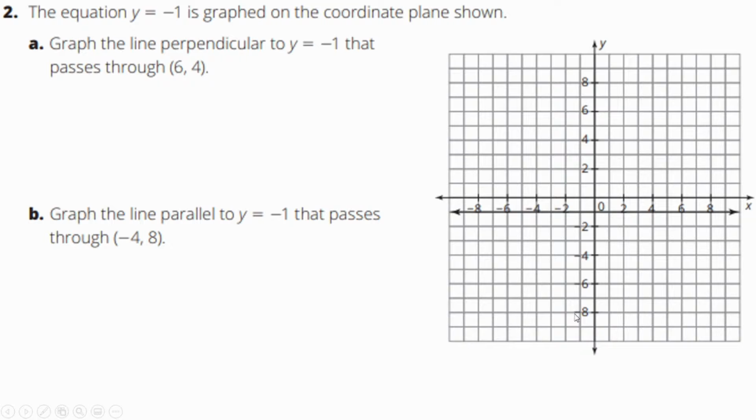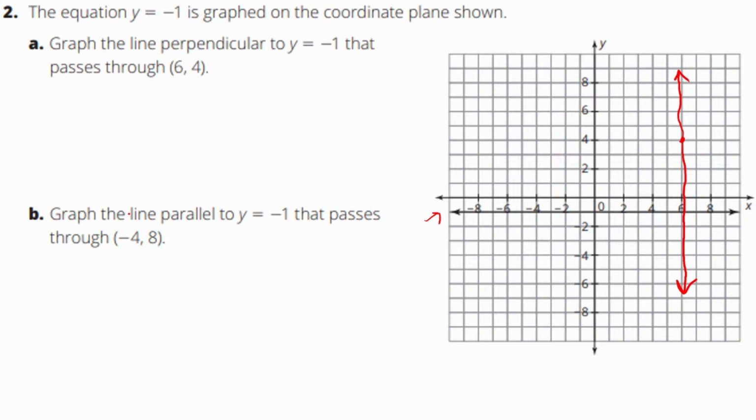Next up, says the equation y equals -1 is graphed on the coordinate plane shown. We can see that line right here. It might be hard to see because they're both black lines. We got a lot of black lines here. It says graph a line perpendicular to y equals -1 that passes through 6, 4. So where's 6, 4? We go over to 6 up to 4. That's the point right here. And if it's perpendicular to y equals -1, that means we are going up and down here like so. Obviously, my drawing is not perfect. But that makes a perpendicular line, 90-degree angles.